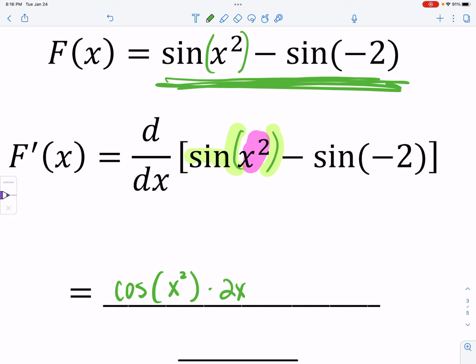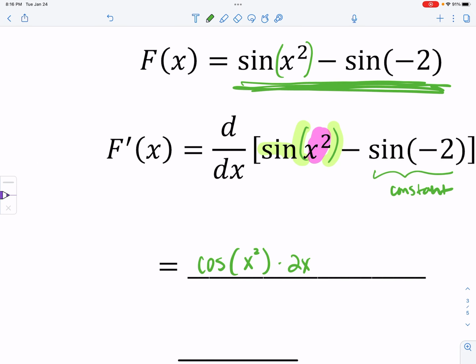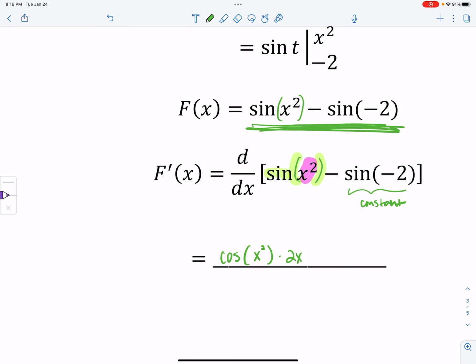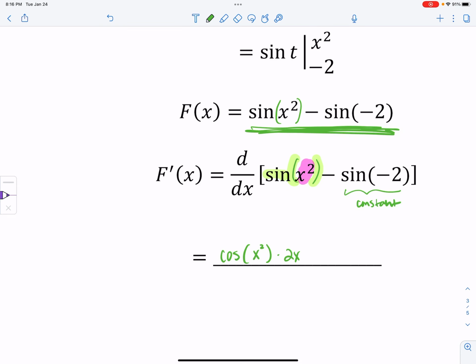And then minus the derivative of sine of -2, which is 0. This is just a constant, so the derivative of a constant is 0. So this capital F prime ends up being cosine of x squared times 2x. If you want to rewrite that as 2x times cosine of x squared, you can.